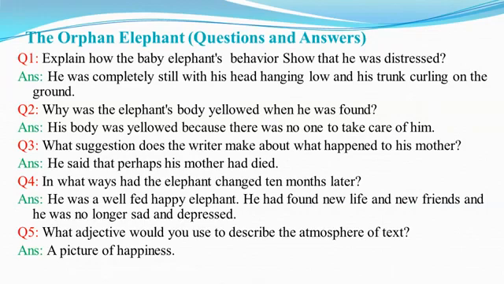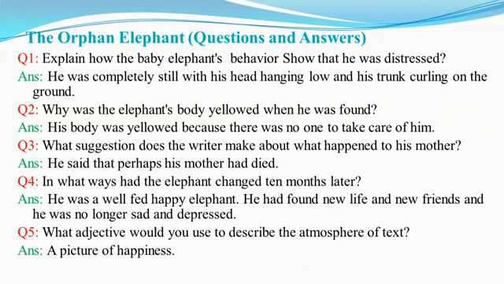Question number 1: Explain how the baby elephant's behavior shows that he was distressed. The answer is he was completely still with his head hanging low and his trunk curling on the ground. Question number 2: Why was the elephant's body yellowed when he was found? The answer is his body was yellowed because there was no one to take care of him.